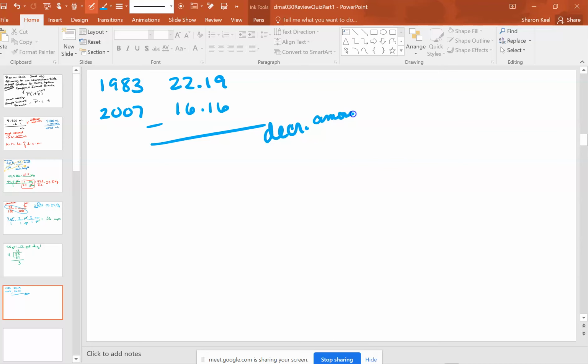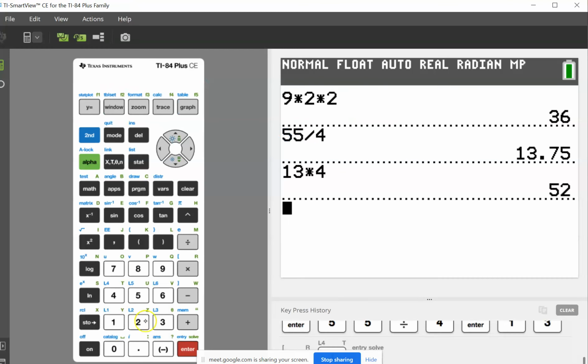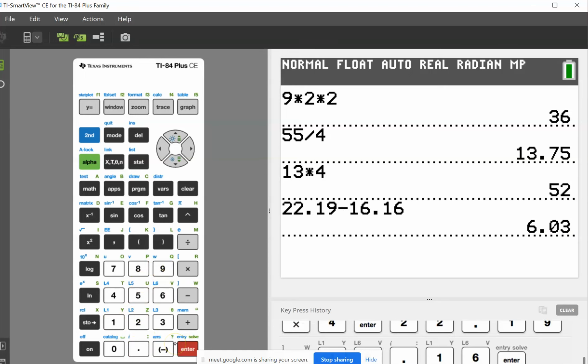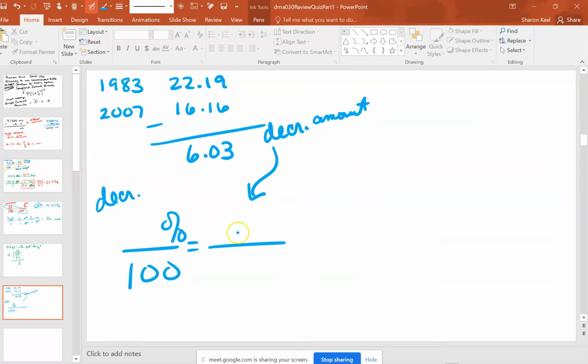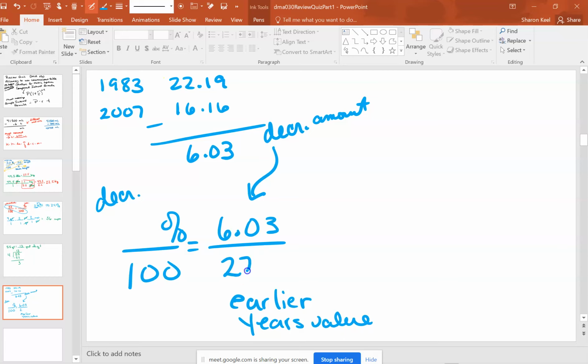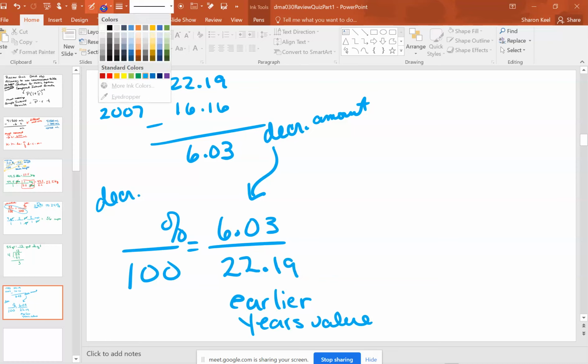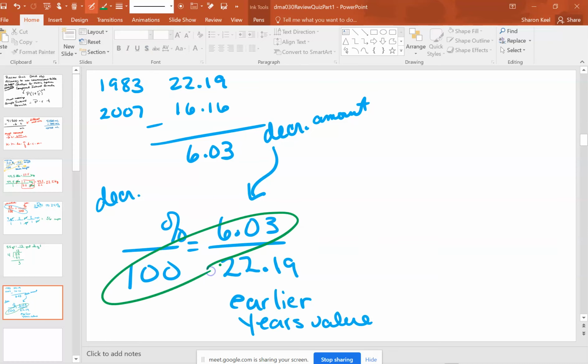What's the decrease amount? So we're going to do $22.19 minus $16.16. That's $6.03. That's the decrease amount. So if we're trying to calculate the percent of decrease, the decrease amount is going to go here in the numerator. The bottom is the starting value or the earlier year's value. The earlier year was 1983, so the denominator here is $22.19. Once we have this set, we cross multiply and divide.